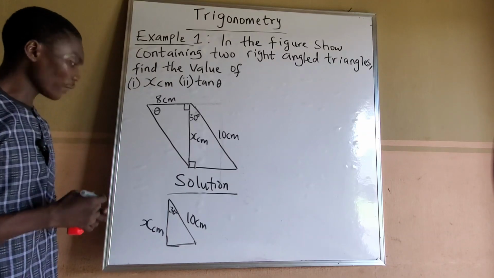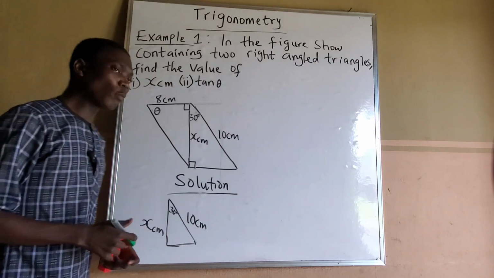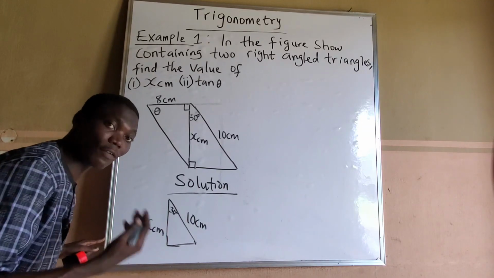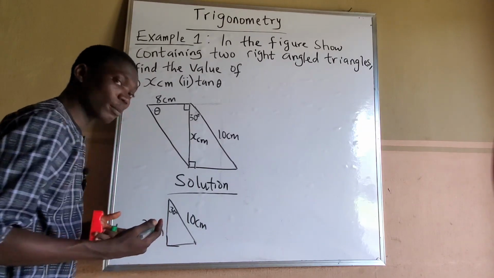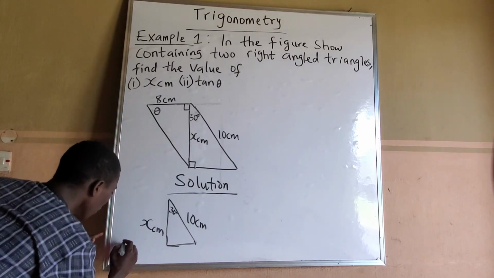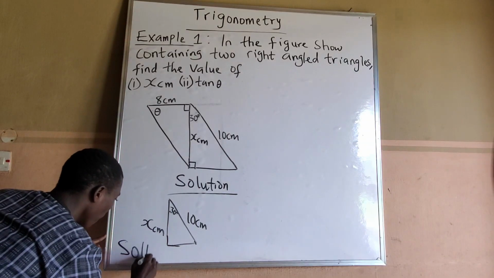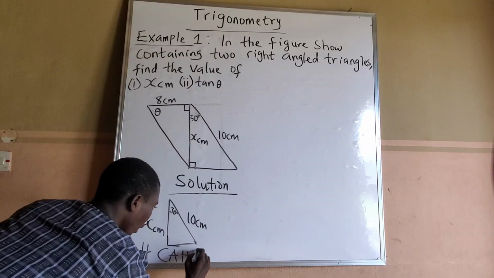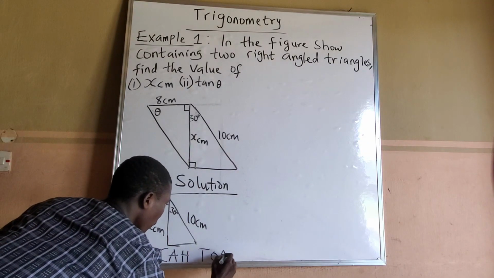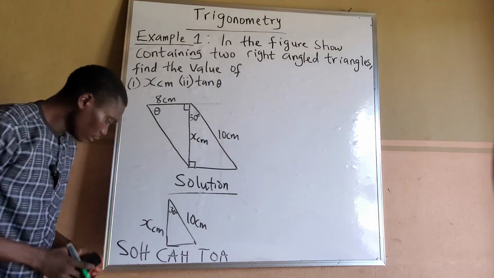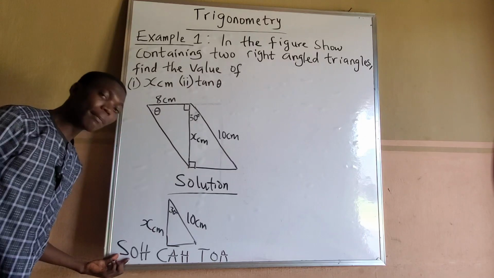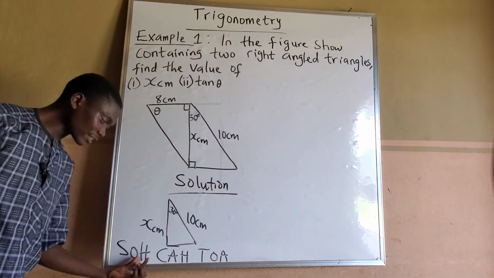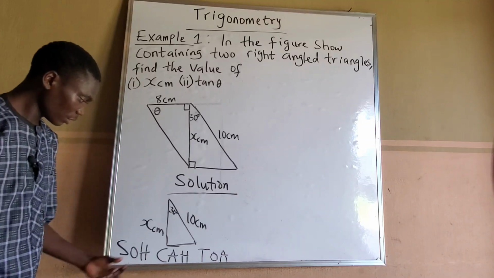So to get the value of X, now from SOH-CAH-TOA, I believe you are familiar with SOH-CAH-TOA. If you are not yet familiar with SOH-CAH-TOA, I will explain that here. We have SOH-CAH-TOA. The first one here means sine. So the formula for sine will be opposite divided by hypotenuse.